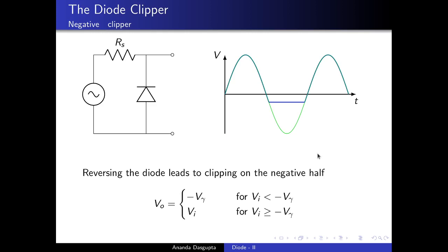Because of the cut-in voltage, what will happen is the diode will actually conduct only when VI drops below minus V gamma. Negative VI in the negative cycle, if that exceeds V gamma, only then is the diode forward biased. That is, VI is less than minus V gamma for that. And then the diode voltage will be minus V gamma, held fixed there. If VI exceeds minus V gamma, then the output voltage will be exactly equal to VI.